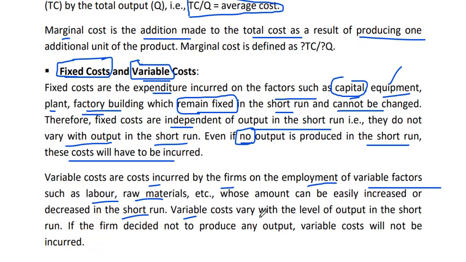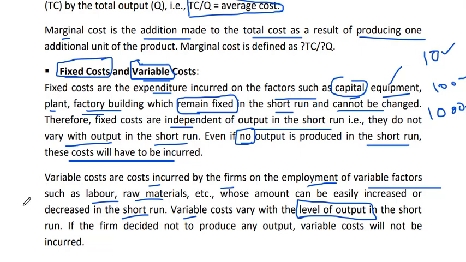And the variable cost varies with the level of output in the short run. As I said, if you produce 10 mobile phones in 1 month, 100 mobile phones in 1 month, and 1000 phones in 1 month, you have to purchase different material, and you also have to hire new labor, so the salary of labor. So if you increase your output, then variable cost is also going to increase.